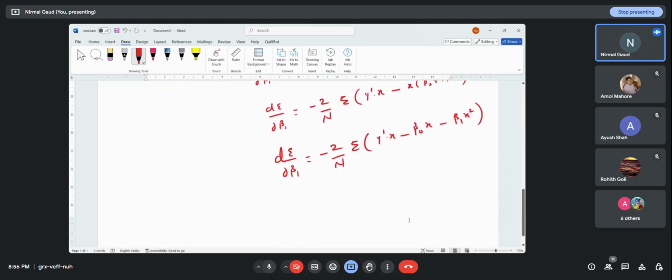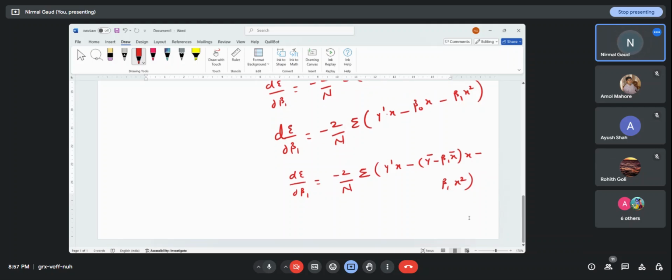Okay, fine. Let us suppose we are going to put the value of beta naught here. So del E by del beta 1 is equal to minus 2 by n summation y dash x minus beta naught, put its value, y bar minus beta 1 x bar, multiply by x minus beta 1 x square. Okay, this is what I'm getting. Then what can be done?